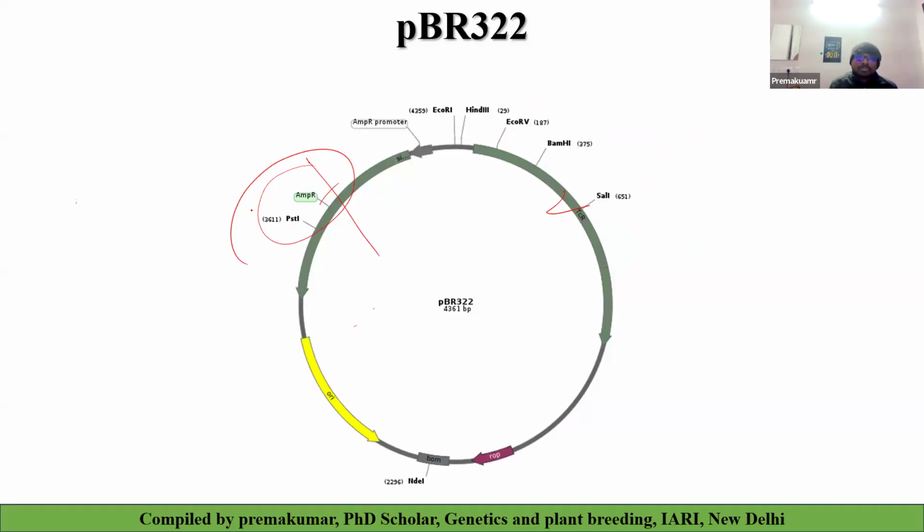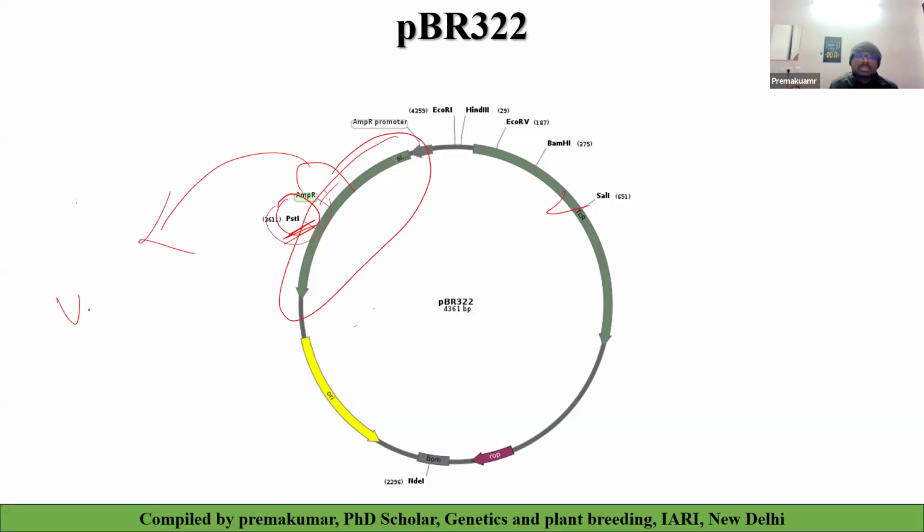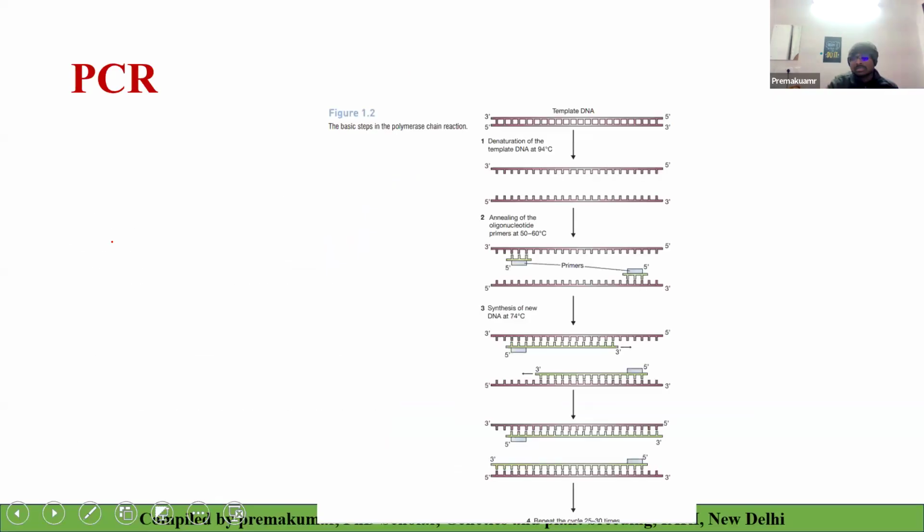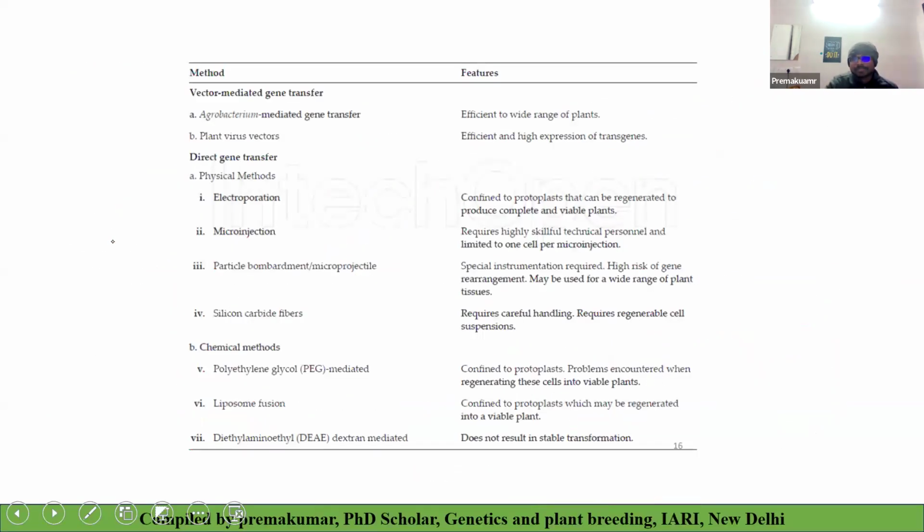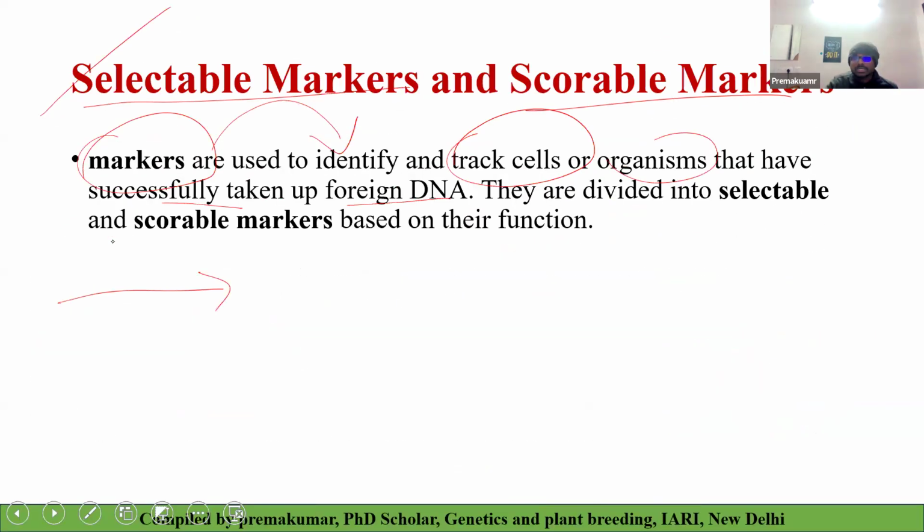For example, you are using the PstI restriction enzyme. This PstI site is present in the ampicillin resistance gene. If you cut with PstI, this ampicillin gene is disrupted so that it is unable to grow in media containing ampicillin. Then you will get the exact opposite system.